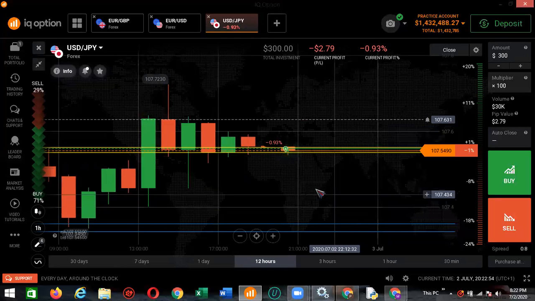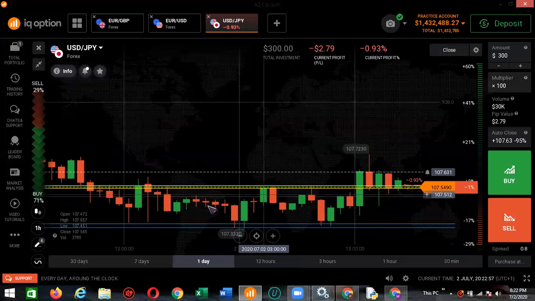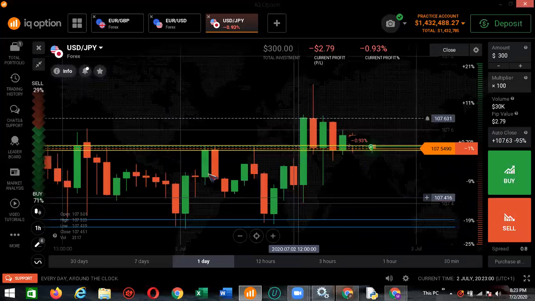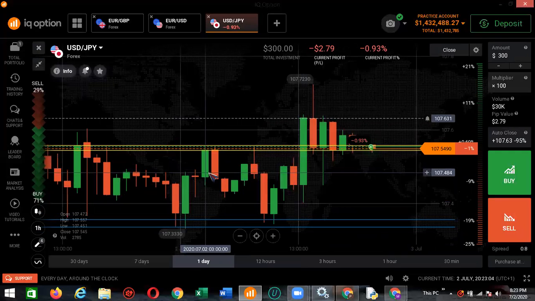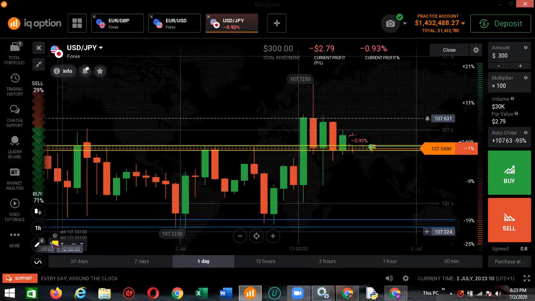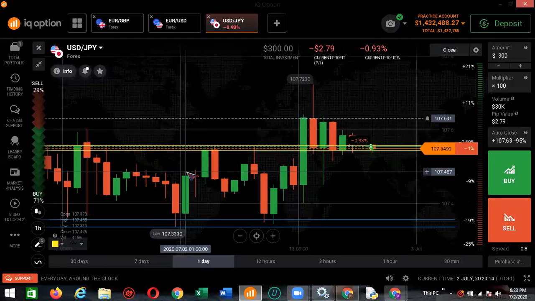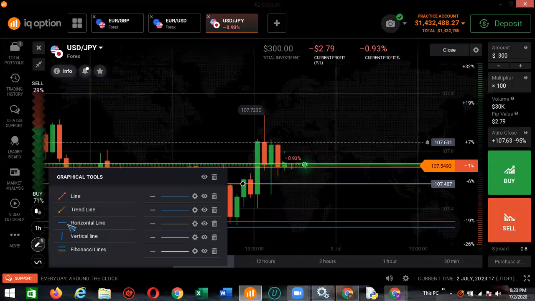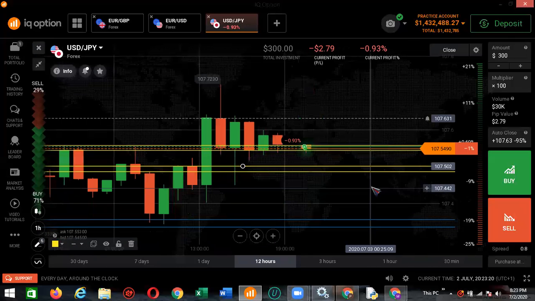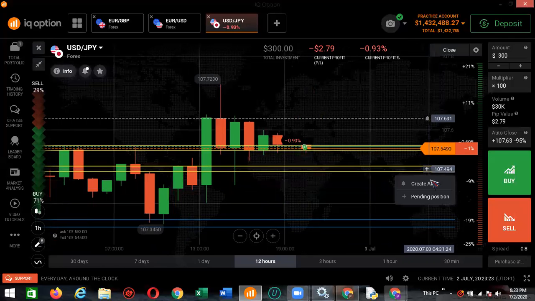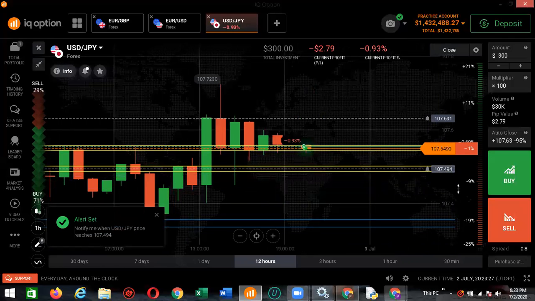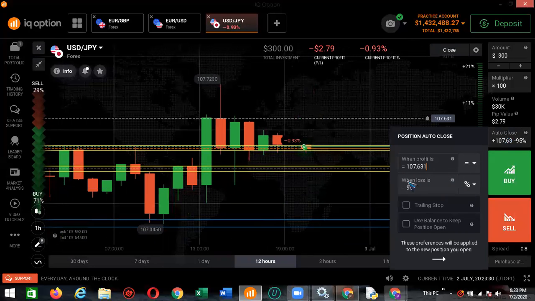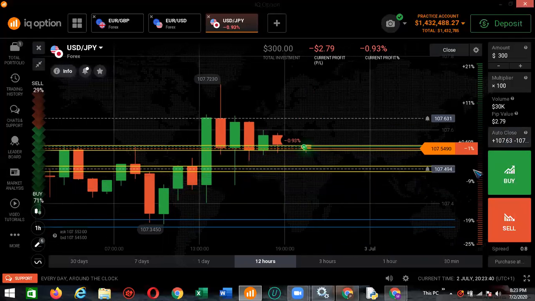107.631. Why our stop loss? Like I said, look for another level for that stop loss. Wait, reversing. Yeah, there's a reversal from here. It's reversing from here. So we can use this level as a stop loss. Once it breaks this level, see, there's a reversal here too. So once it breaks this level, that means there's no chance of you winning the trade. So you can set your stop loss here. 107.49. Stop loss, asset price, 107.49.